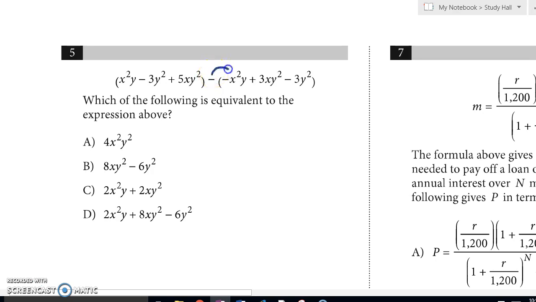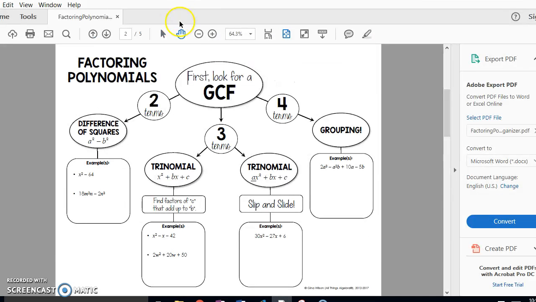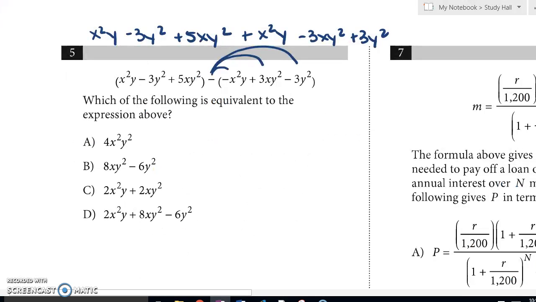So first we want to distribute the negative, just like we did when we learned about this. And you get x squared y minus 3y squared plus 5xy squared plus, negative times a negative is plus, x squared y minus 3xy squared plus 3y squared. Okay, so we're not looking at that. All of our signs should have changed.